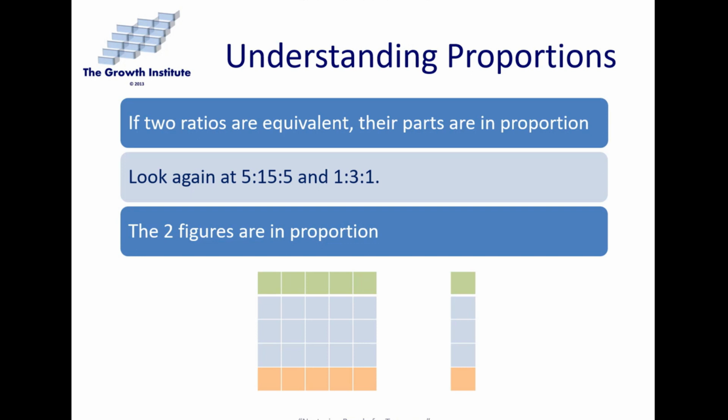So if we remember what we started with, we had the blocks and the lines. So again, we can look at 5 to 15 to 5, representing the number of the colored blocks, and 1 to 3 to 1, representing the number of the lines. We can say that those two figures are in proportion. So 5 to 15 to 5 is in proportion to 1 to 3 to 1, or 1 is in proportion to 5, 3 is in proportion to 15, and 1 is in proportion to 5 again.